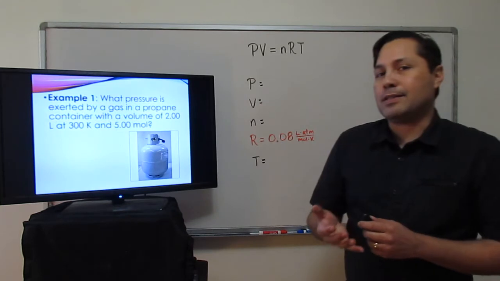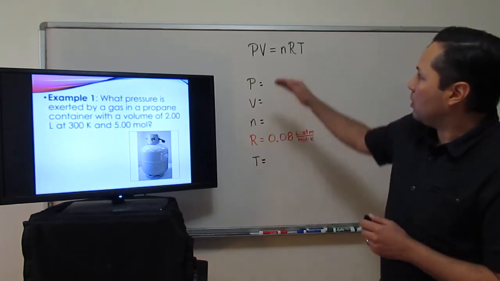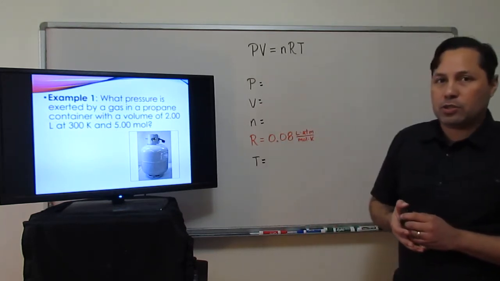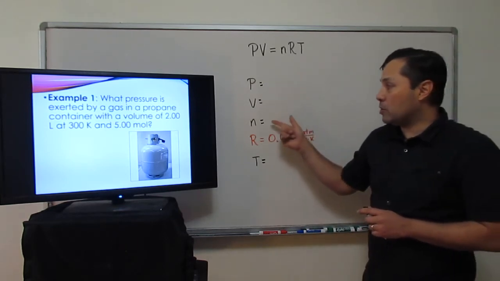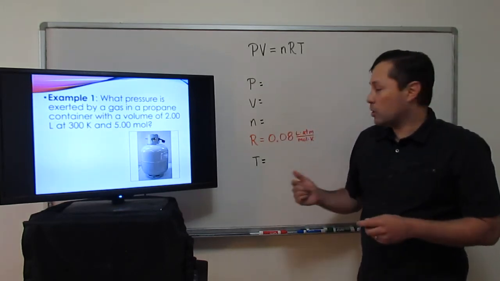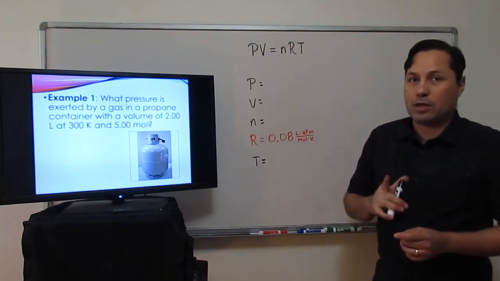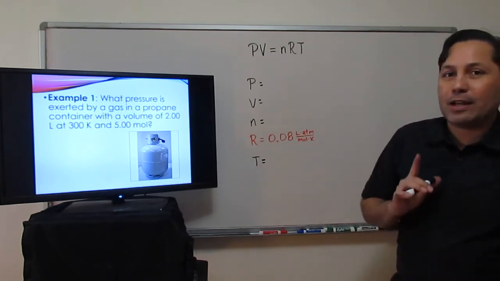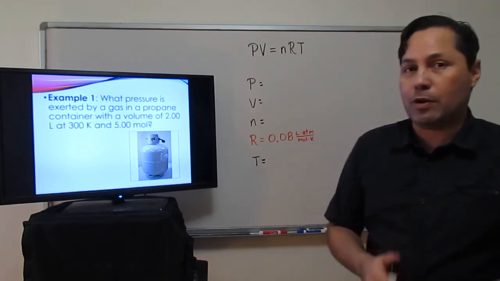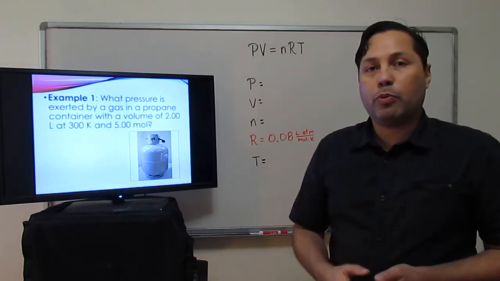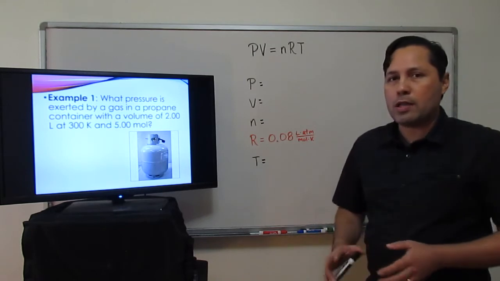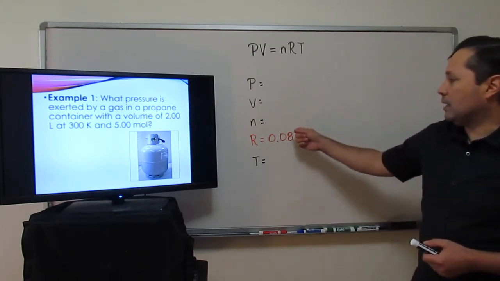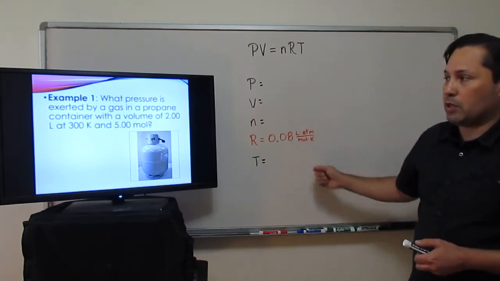Alright, so this is an ideal gas equation. So here we have it, PV equals nRT. P is the pressure in ATM, V is the volume in liters, n is the moles, and T is the temperature in Kelvin. R is a constant. The constant means it's always the same number. It is 0.0821. We're just going to round it off to 0.08. That's good enough for us. The unit is liters times atmospheres over moles times Kelvin.